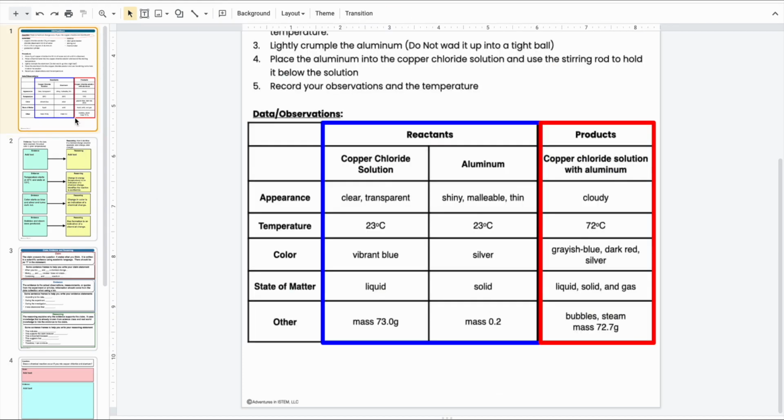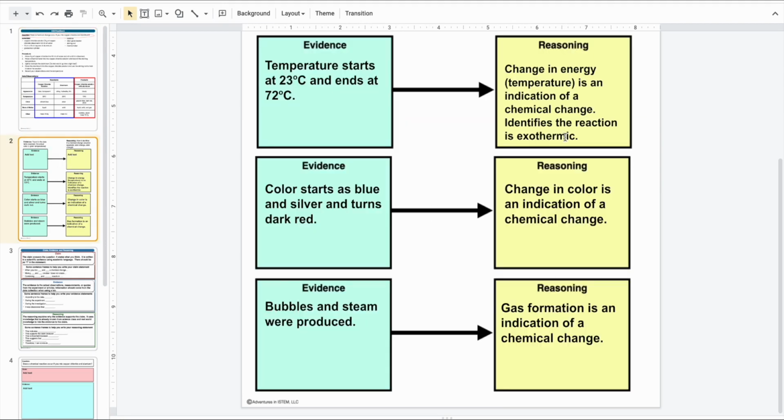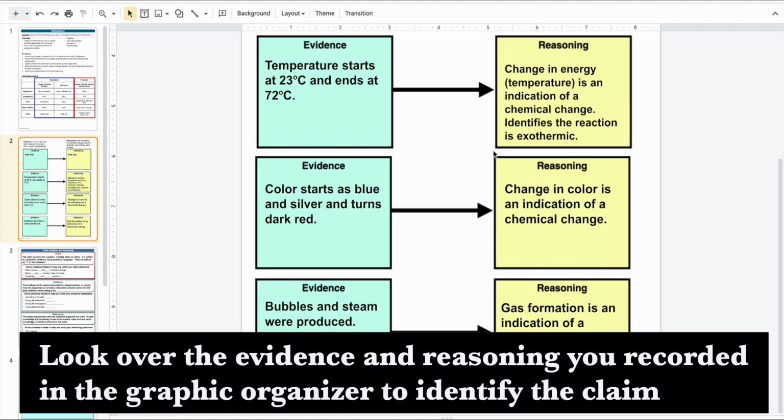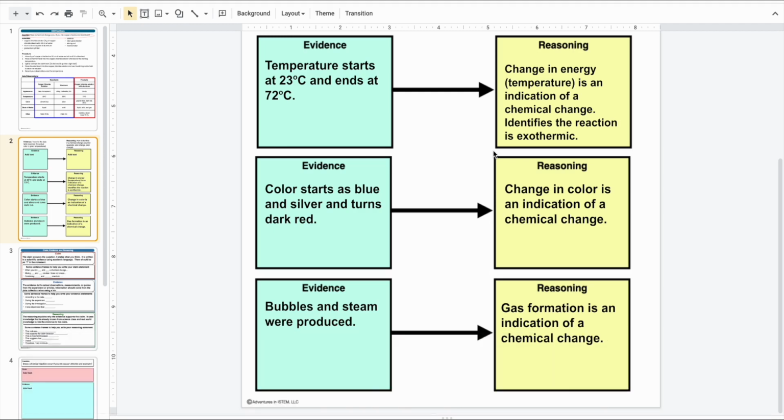All right, so I have my question. I went through my reactants and my products and compared them, and I recorded my information here on my evidence and reasoning little graphic organizer. What I'm going to do now is see, is there enough evidence to support a claim of a chemical change, or is there evidence to support a claim that a chemical change did not occur? In this case, I have enough evidence that a chemical change did occur.